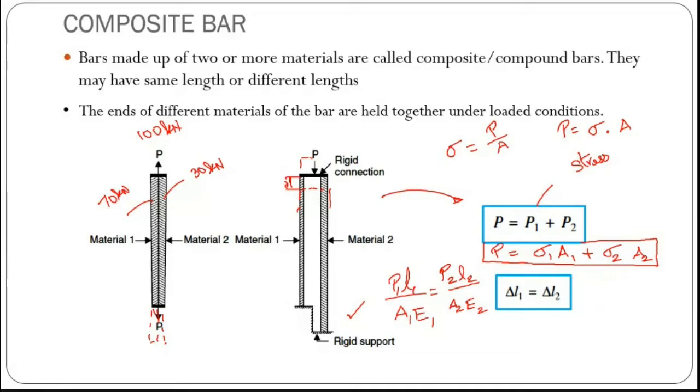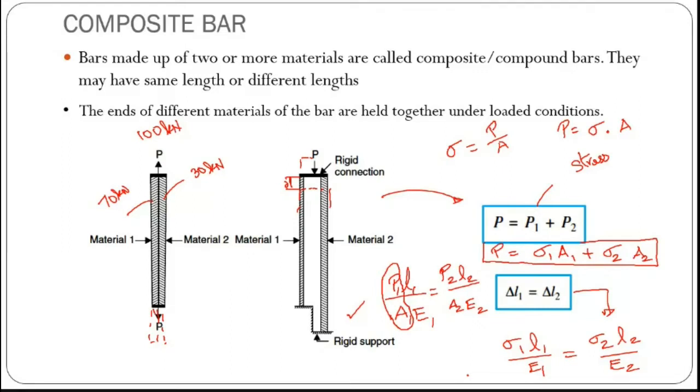I can also replace this. What is P by A? Can anyone tell me what is P by A? Yes, sir, stress. Stress. So which means I can write sigma 1 L1 by E1 is equal to sigma 2 L2 by E2. This is another formula replacing this del L1. So depending on the type of problem, you can rewrite your formula like this and you can solve a problem related to this.